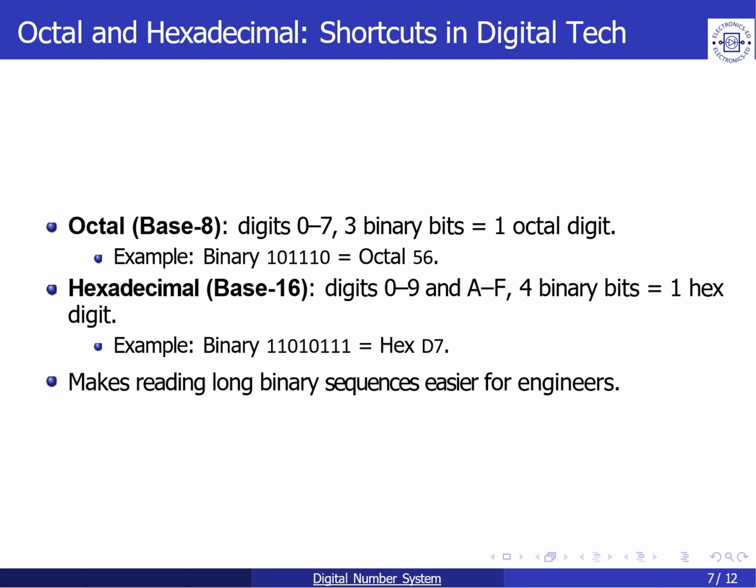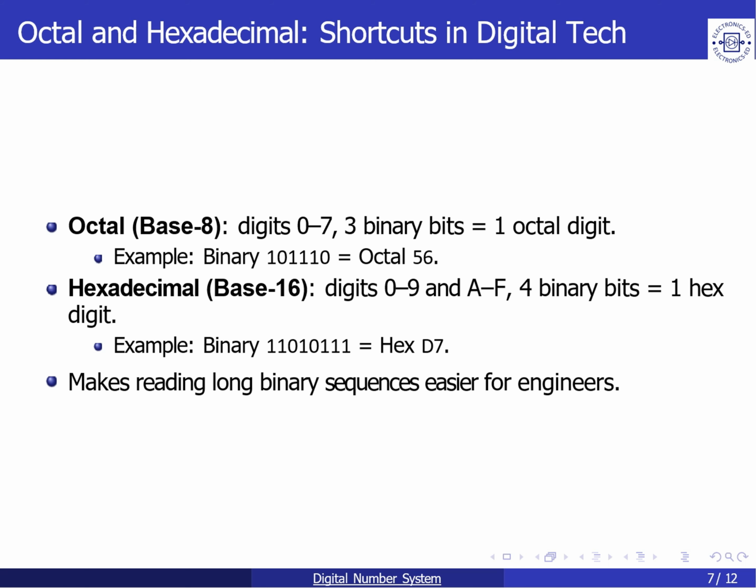Octal and hexadecimal systems act as convenient shortcuts for digital engineers. The octal system is base 8 and uses digits 0 through 7. Every 3 binary bits can be grouped as a single octal digit. For example, the binary number 101110 translates to 56 in octal.